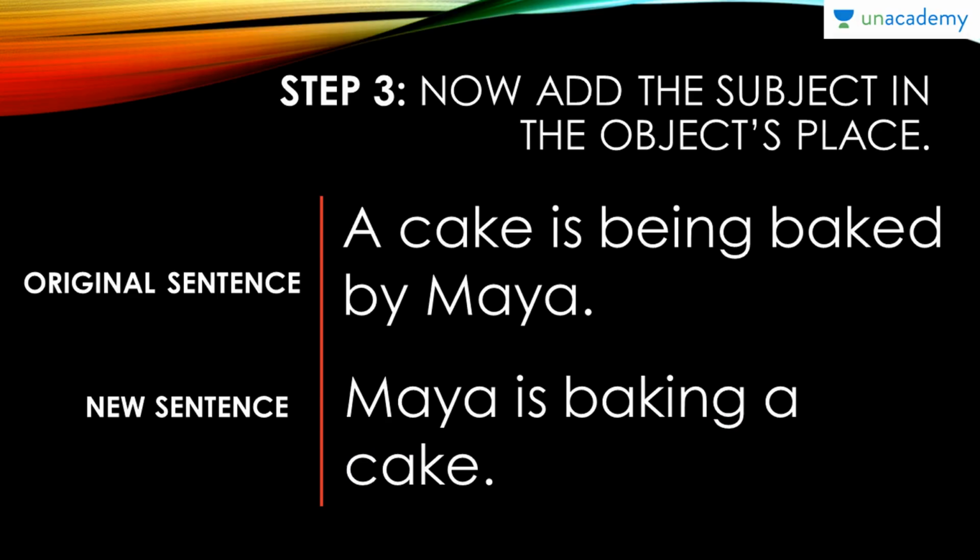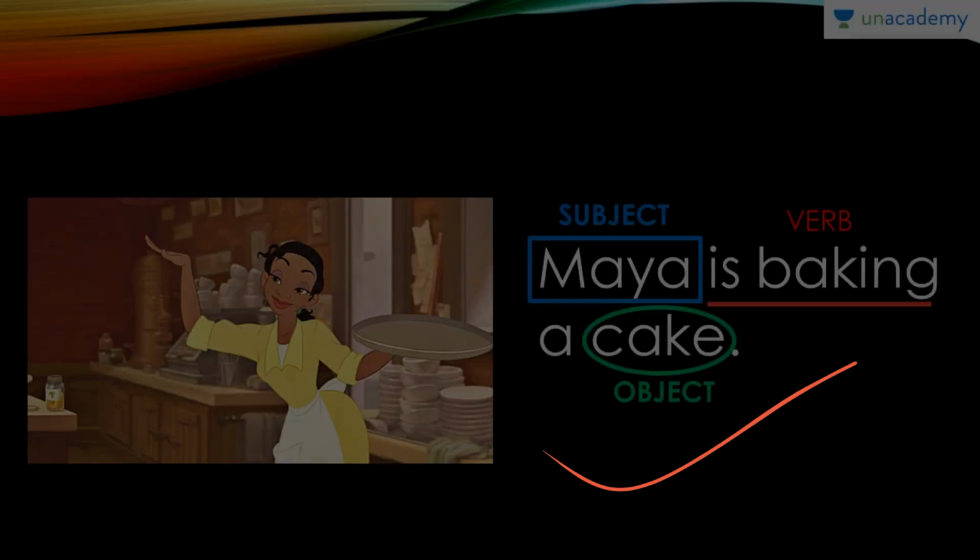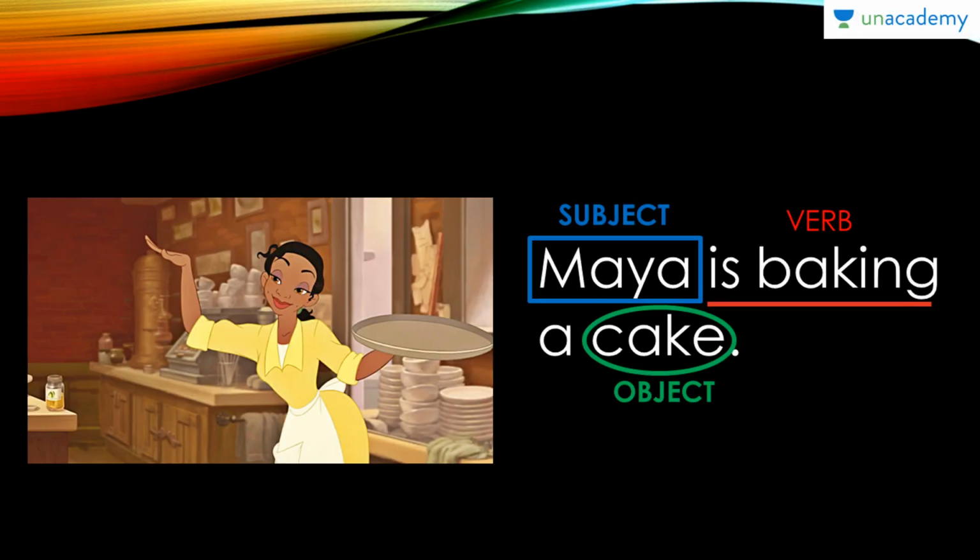So our last and final step, now add the previous subject in the object's place. So we need to add the word cake to the sentence. Maya is baking what? A cake. So Maya is baking a cake. There goes our active voice. So we have successfully converted the passive voice sentence into active voice. Now let's see. Maya is baking a cake. Active voice.